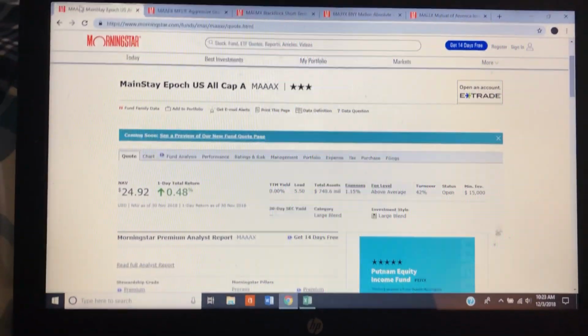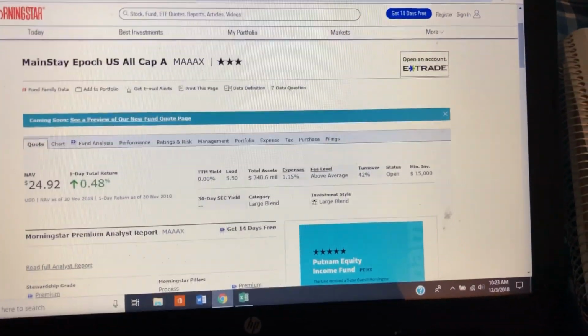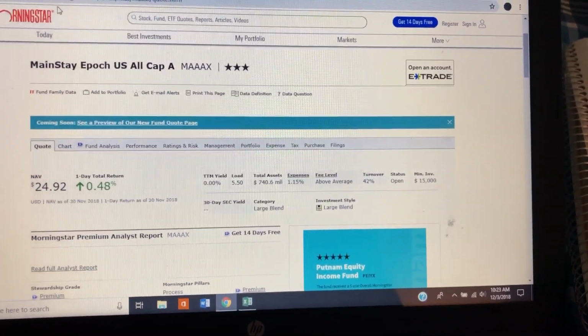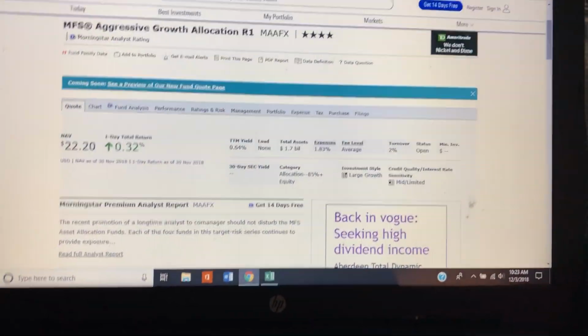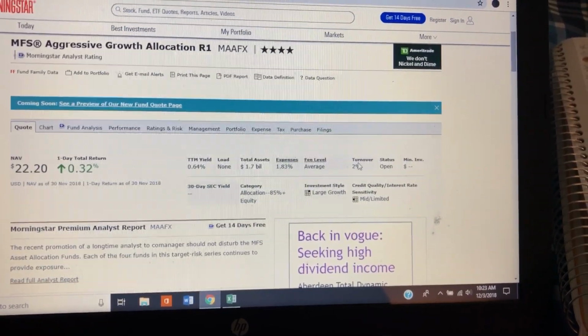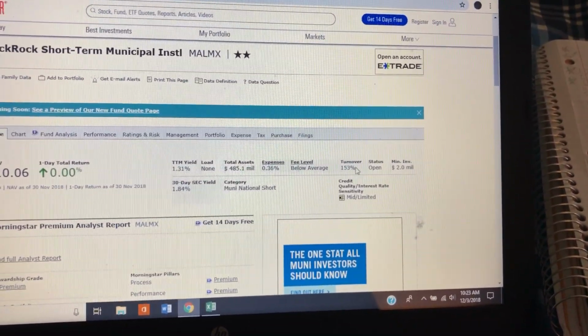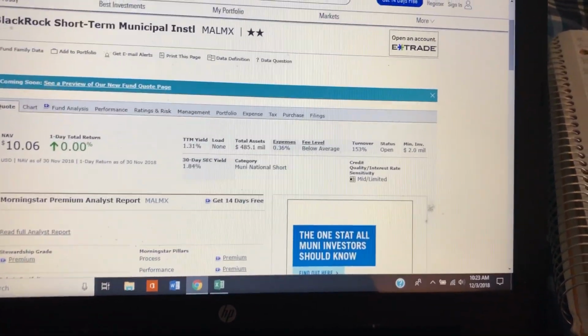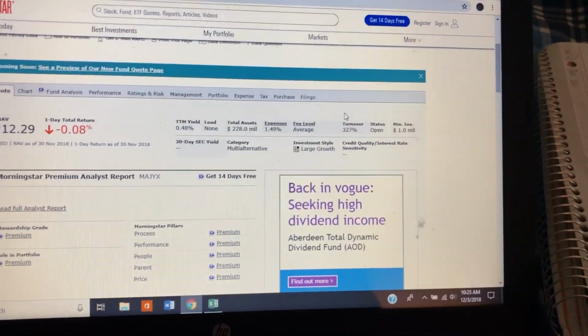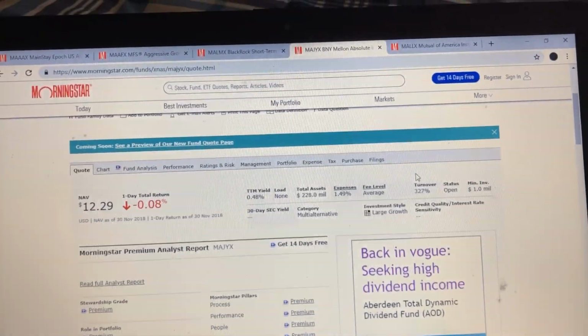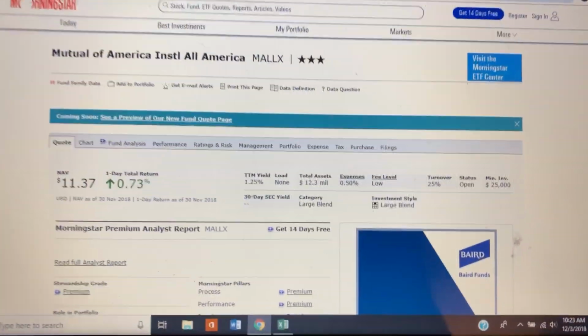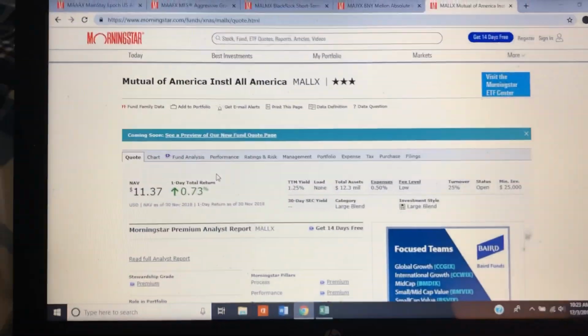So I pulled up some mutual funds here, and just to show you, this turnover is about 42%. That's relatively low, not compared to this one. This one shows 2%. We have one here that shows 153%. And again, we have one right here, 327%. That's extremely high compared to the rest. And then I have another one here, 25%.